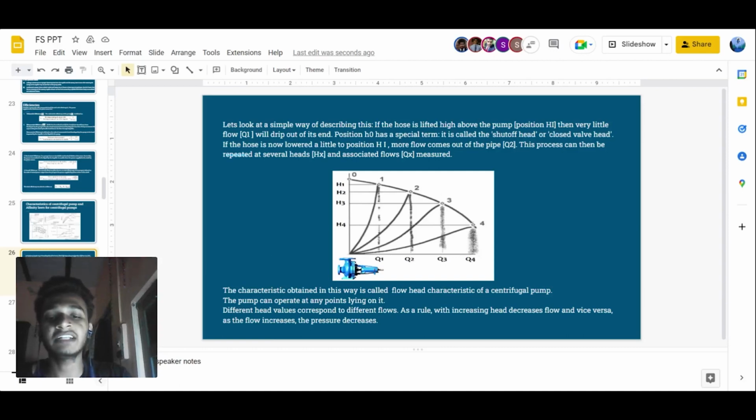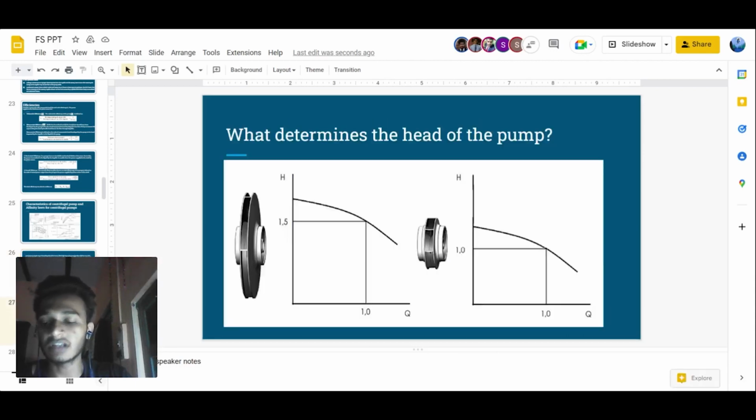The pump can operate at any points lying on it. Different head values correspond to different flows. As a rule, with increasing head decreases flow and vice versa. As the flow increases, the pressure decreases.